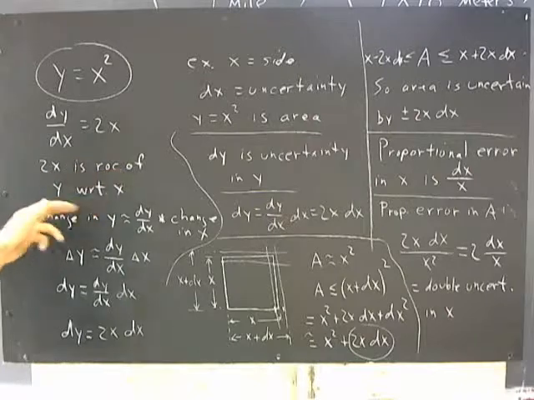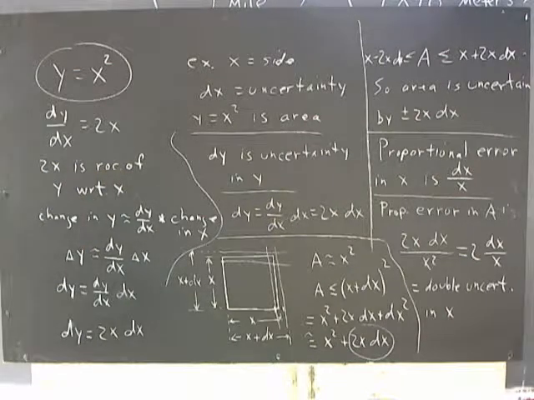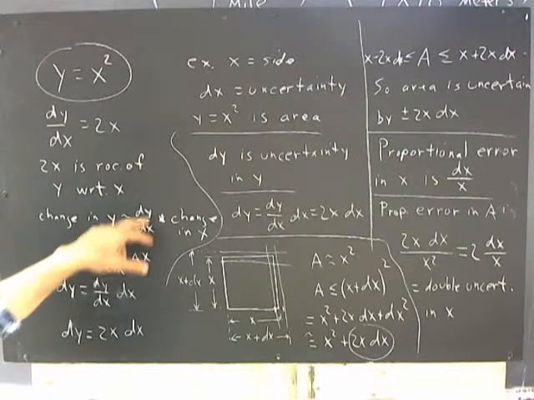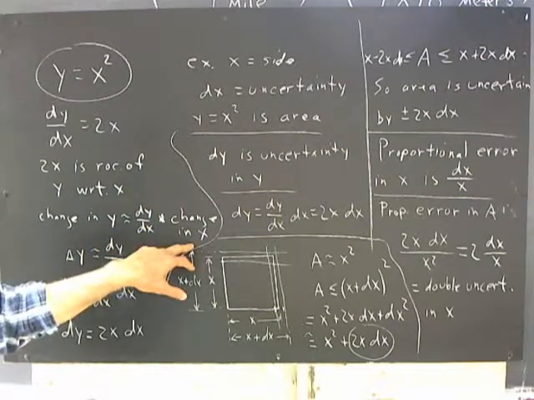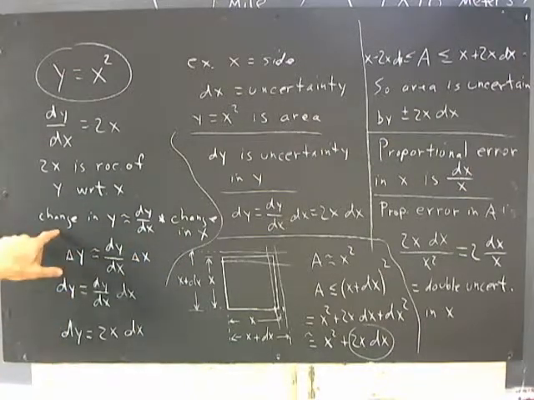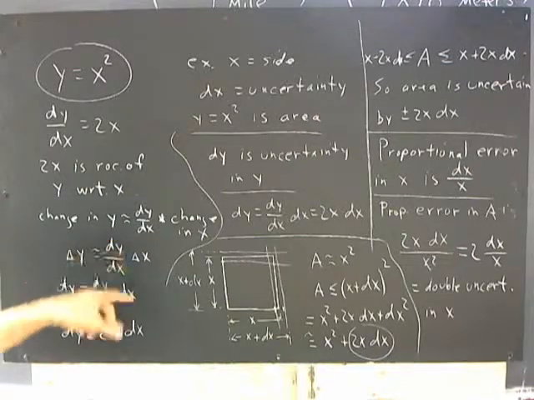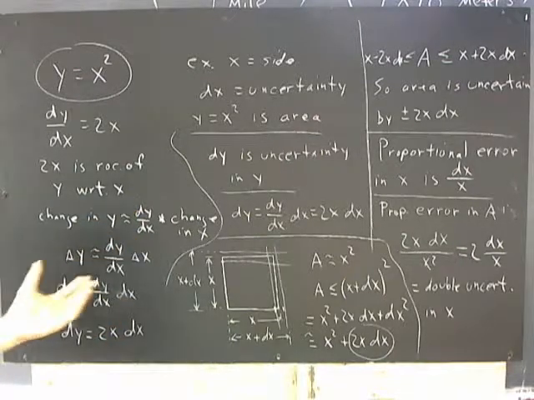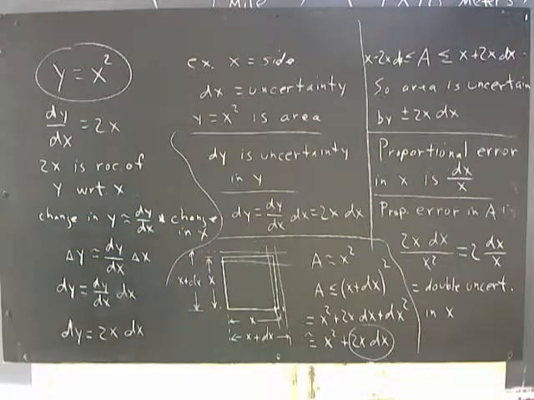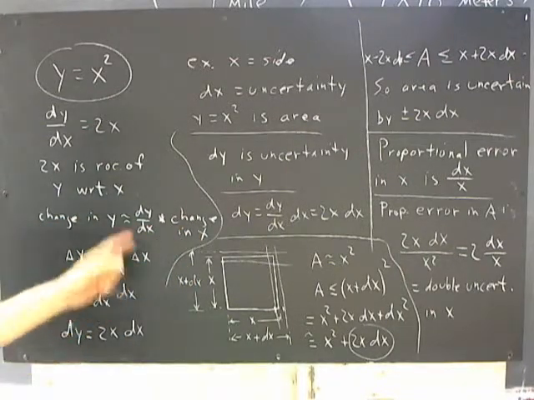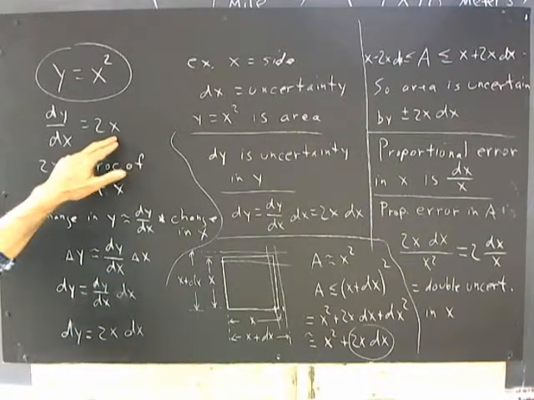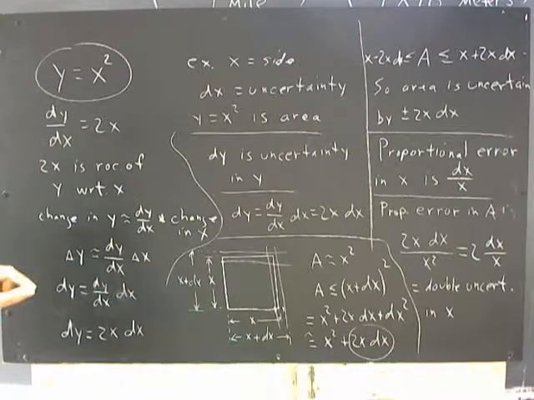So 2x is the rate of change of y with respect to x. That means that a change in y is approximately equal to dy/dx multiplied by the change in x. It's approximately equal because if you're finding a finite change in y, then the value of dy/dx is actually going to change as x changes, and x is also changing, so the value of dy/dx is in general not static, and that's certainly the case for 2x. As x increases, so does dy/dx.